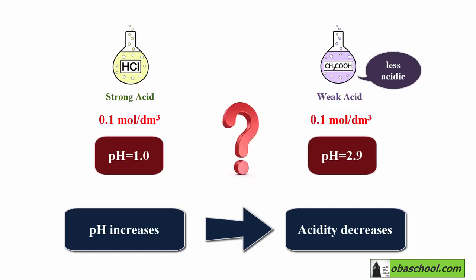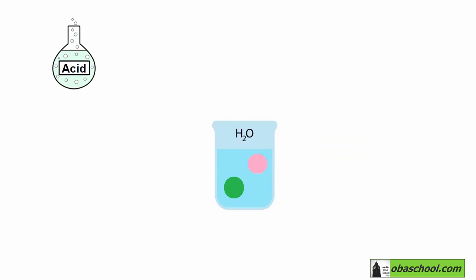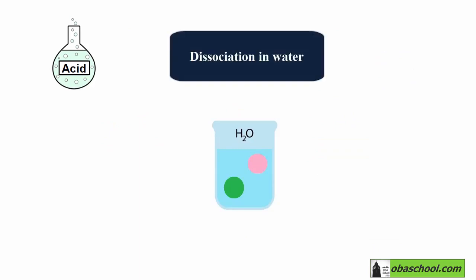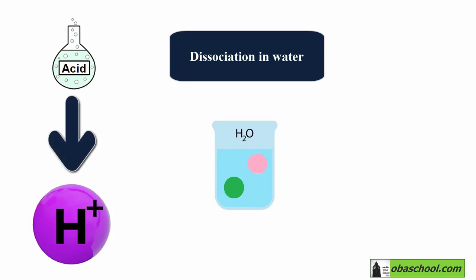The question is why? So these two solutions have the same concentration. Why don't they have the same pH? For acids to show their acidic properties, they must dissolve in water. So acids will dissociate in water. They will split up. Actually, all acids, when dissolved in water, will produce H+ ions. So the molecules of the acids will split up to form H+ ions and negative ions.